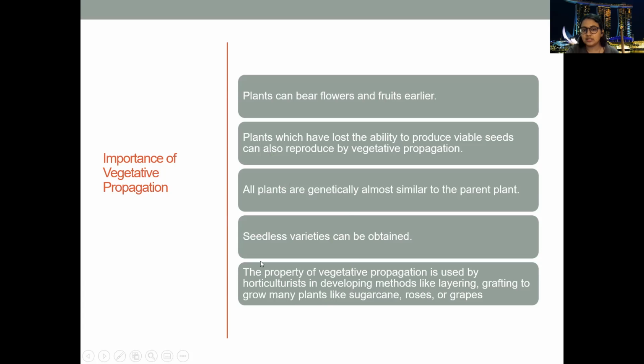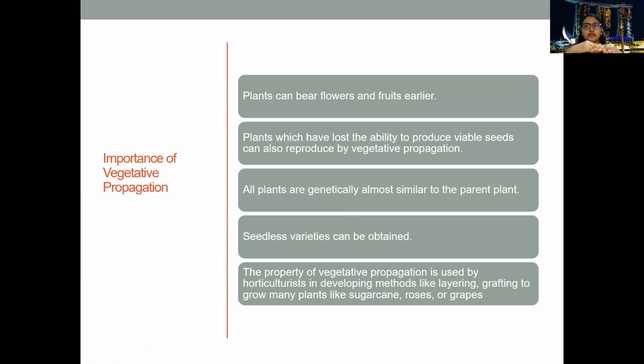So this is the artificial propagation, and those are natural. Here we are talking about both natural and artificial, because we are learning about the importance of vegetative propagation. We are not focusing on whether it is artificial or natural. Do you understand what I'm saying? The artificial vegetative propagation has a lot of importance.